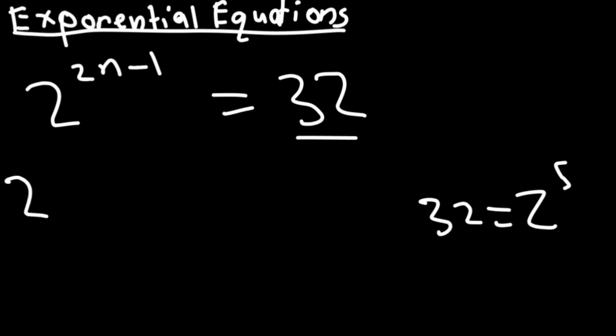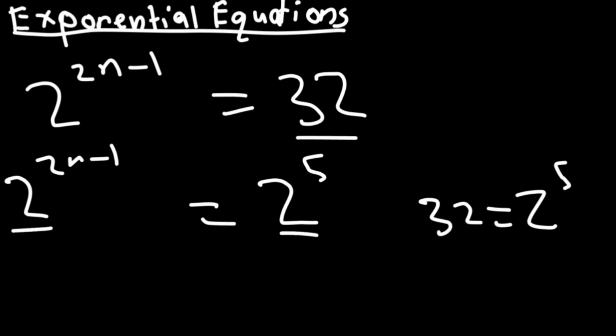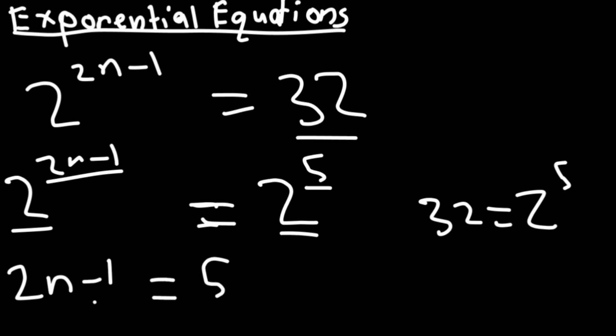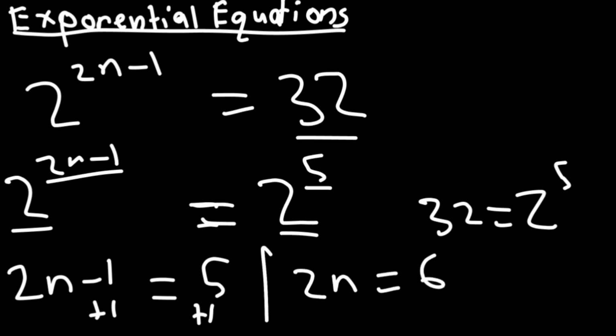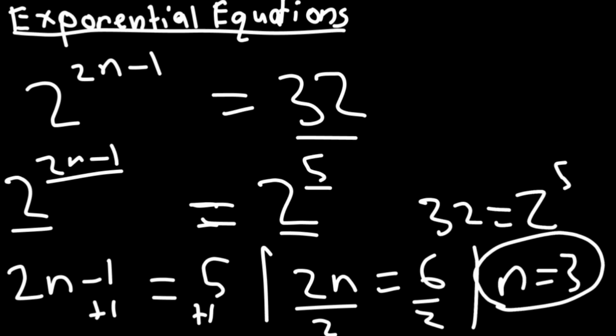So I have 2 to the power of 2n minus 1 is equal to 2 to the power of 5. And now you just ignore the 2's. All you do is just find n from there. So since they are both the same base, that means the indices are the same, because there's an equal sign here, obviously. So it's just 2n minus 1 is equal to 5. So I just add 1 on both sides. So you get 2n is equal to 6. And then you divide by 2 on both sides. Therefore, n is equal to 3. And that is my final answer.